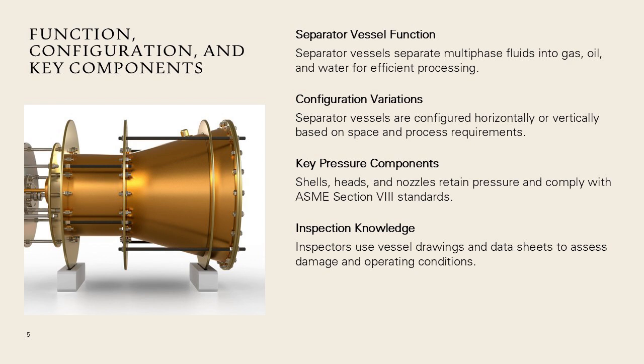Inspectors must be familiar with vessel drawings, data sheets, and nameplate information to verify design pressure, temperature, corrosion allowance, and material of construction. This knowledge allows inspectors to correlate observed damage with design intent, assess whether operating conditions remain within allowable limits, and identify areas where damage is most likely to occur due to flow impingement, phase interfaces, or stagnant zones.